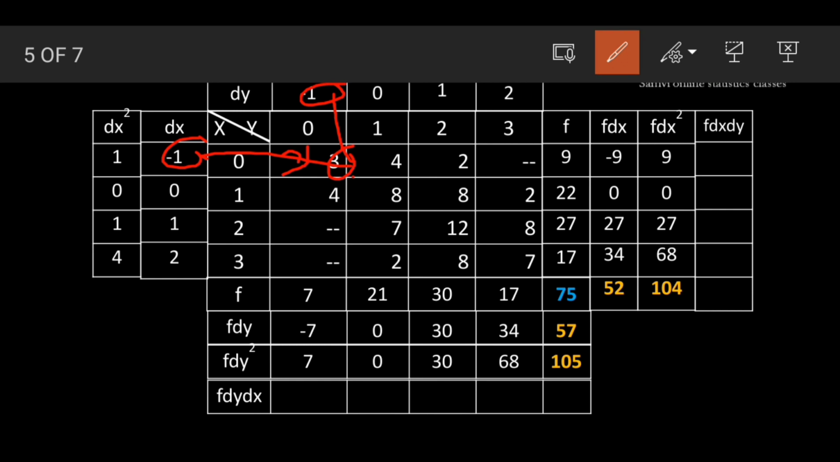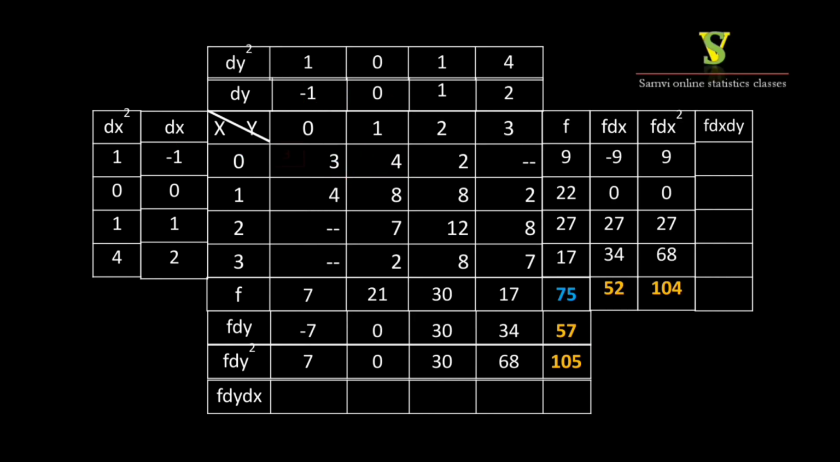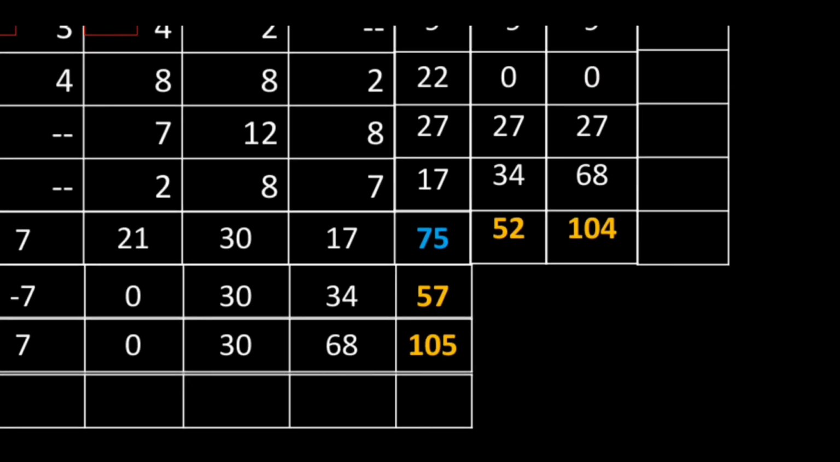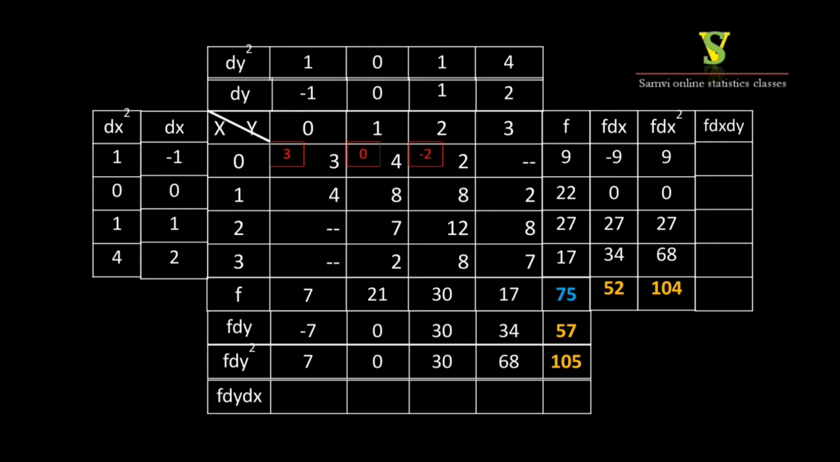So like this, each column and each row, the cell values will be calculated. So next one, how to calculate? 4 into -1, that is -4, -4 into 0, we get here 0. So like this, you have to calculate the cell values one by one. So now you see. So 3 into -1 into -1, we get here 3. 4 into -1 into 0, we'll get here 0. 2 into -1 into 1, we'll get here -2.